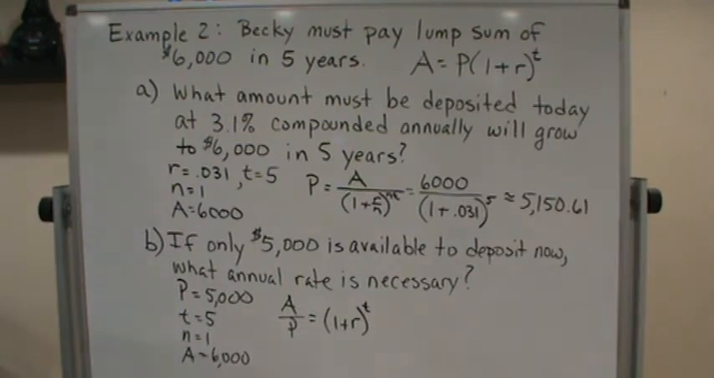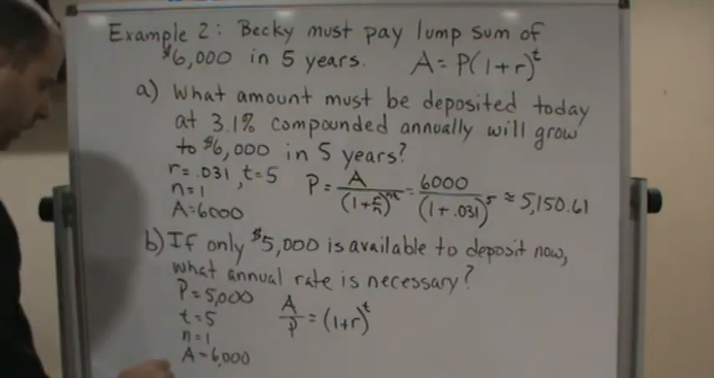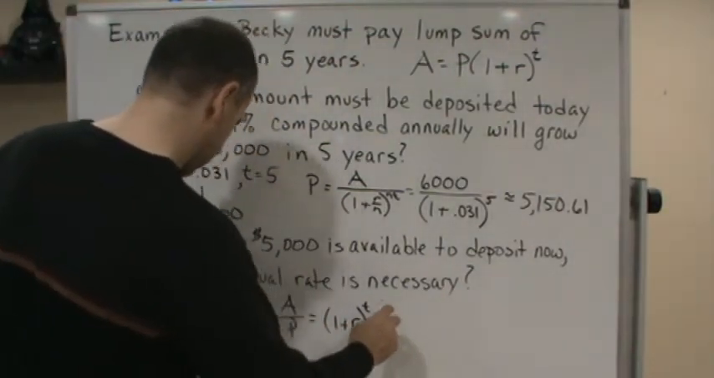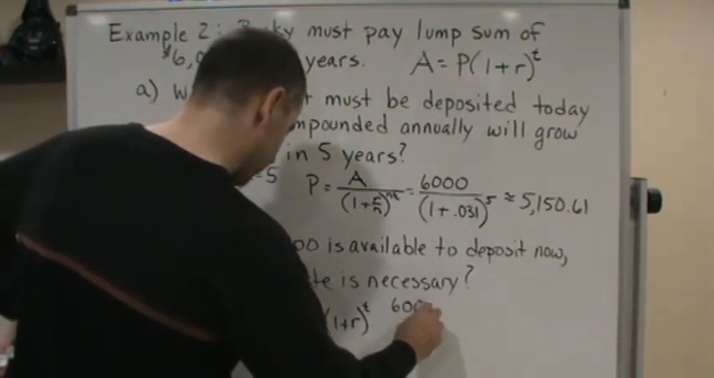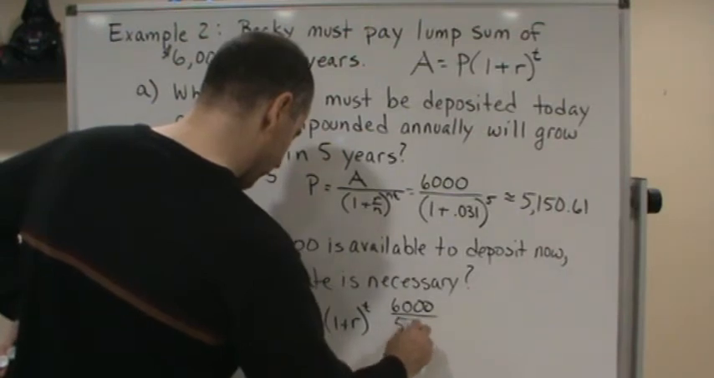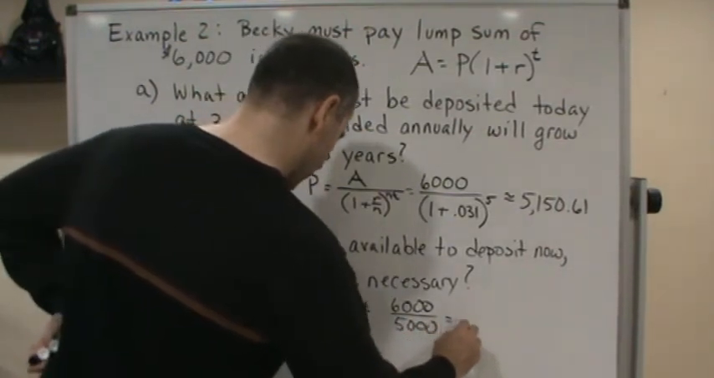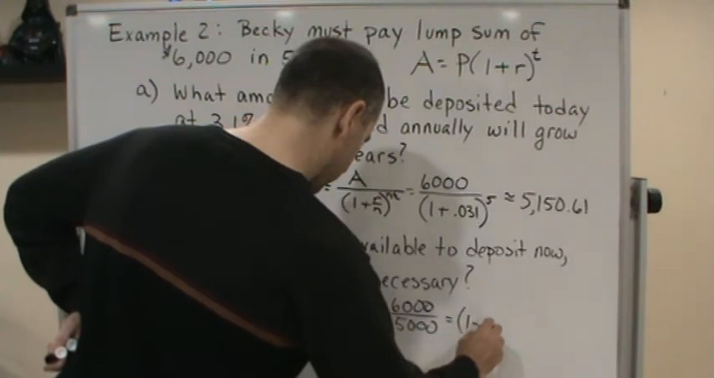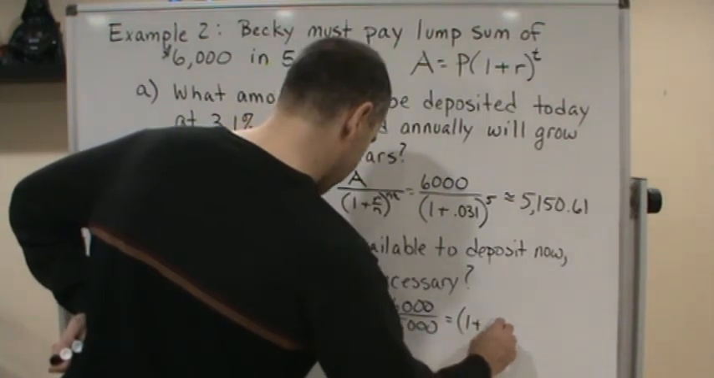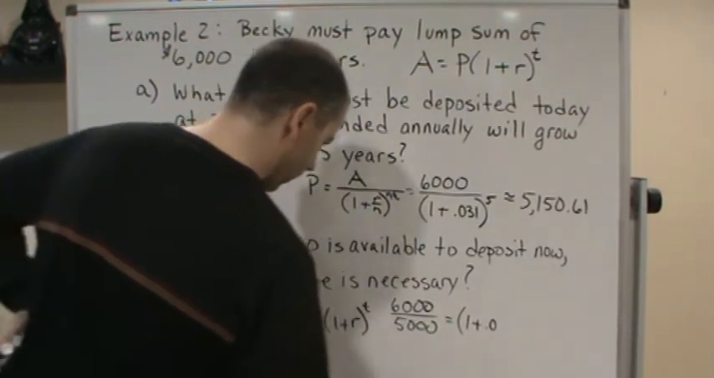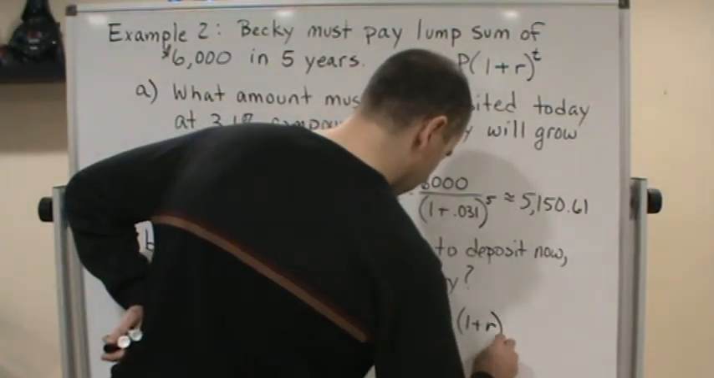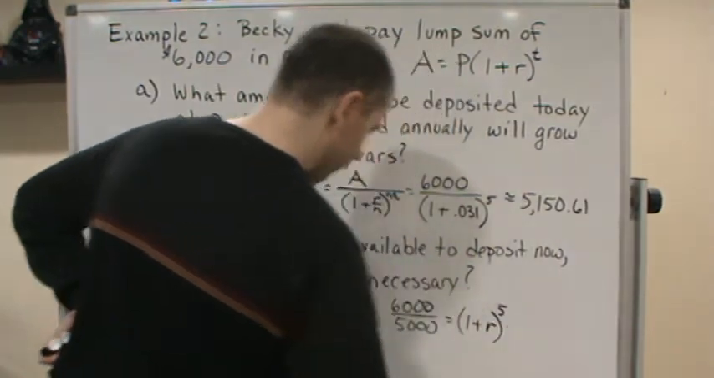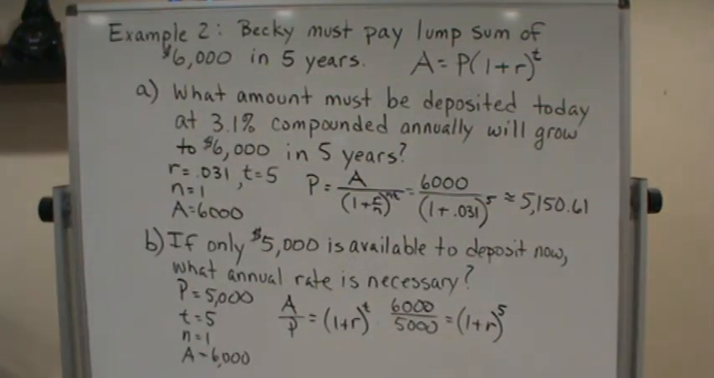Okay? So let's plug in our values. So what do we end up with? We got 6,000 divided by 5,000 equals 1 plus, oops, we're solving for r, I forgot. 1 plus r raised to the 5th power. Okay?